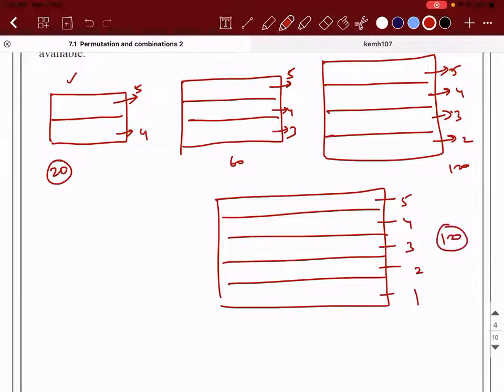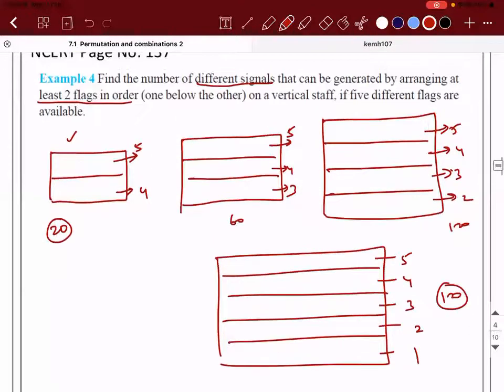Now the question is, this is where I need your answer. Should I add these values 20, 60, 120 and 120, or should I multiply them? Add the value. Why? Sir, because it's or, it's not and.